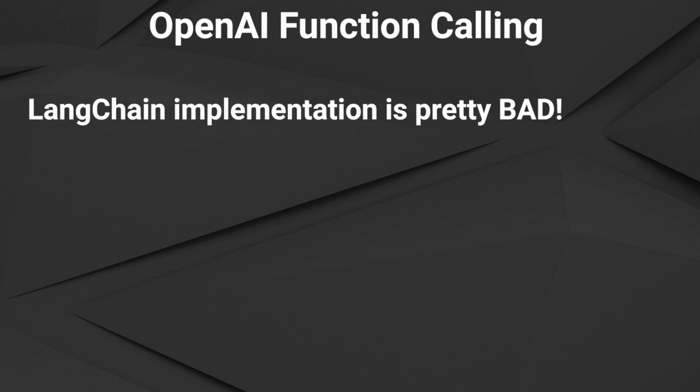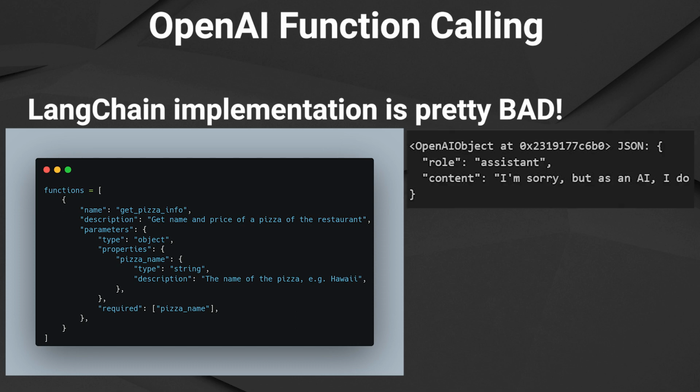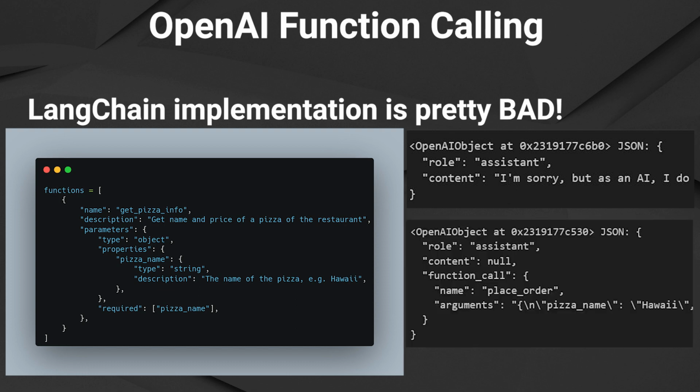A brief explanation of how OpenAI function calling works. You define a list of dictionaries that describe the functionality of functions. GPT will then interpret whether it needs a function to answer the question or not. If not, the API returns an object with role and content, and the content is the final answer. If a function is required, the content is null, and there is an additional attribute, function_call, with the name of the required function and the necessary function arguments.